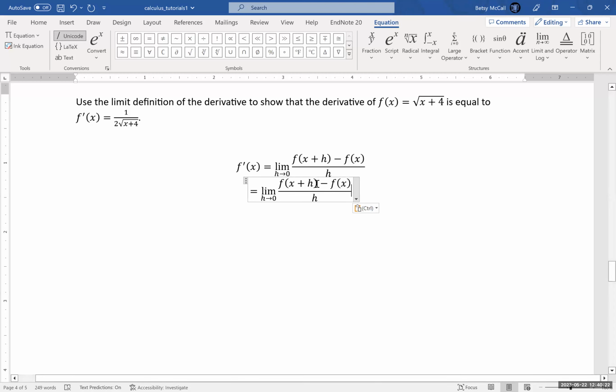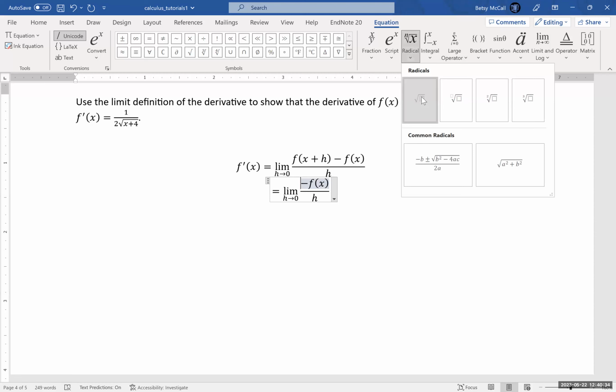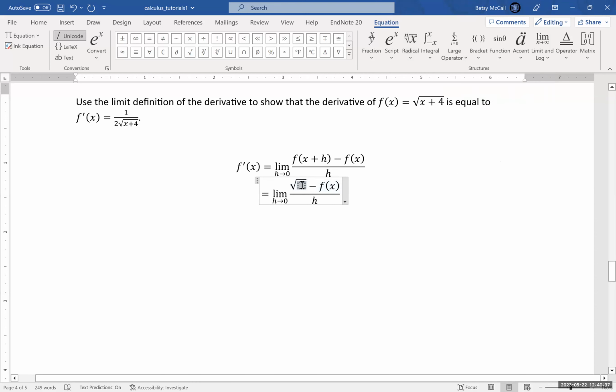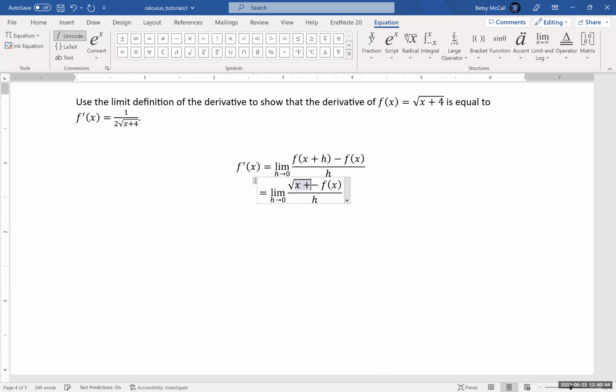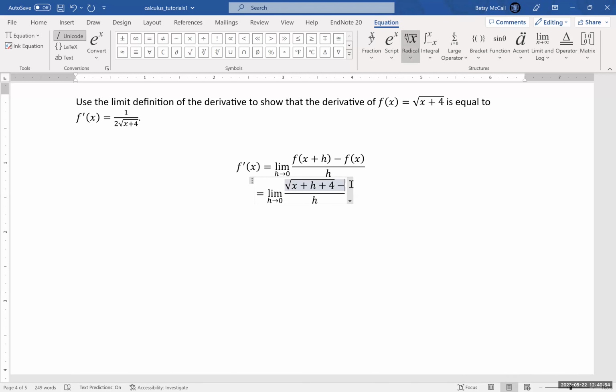And let's put in our f of x plus h and our f of x. Now, remember that the x plus h goes into the function where the x is. So this is not the square root of x plus 4 plus h at the end. It's x plus h plus 4. And then our function is the square root of x plus 4.